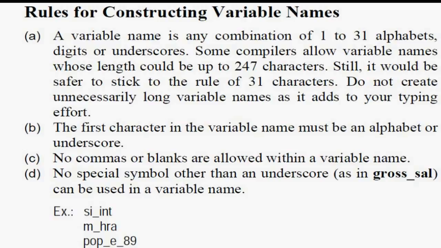And always remember that the first character of a variable name should be an alphabet or an underscore. So it cannot be a digit. It is a very important rule. So this was all about the rules for constructing variable names.